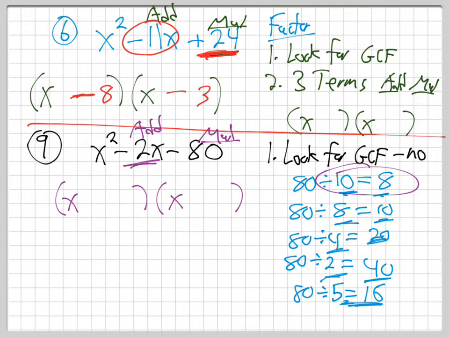10 and 8. So notice, I'm not thinking about signs yet. I'm just thinking about numbers. So write them down in either order. I'll put the 10 here, the 8 there. You could reverse it. Doesn't matter at all. Order doesn't matter, but signs do matter.